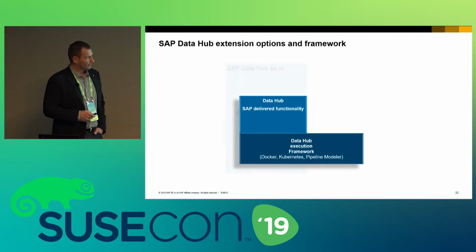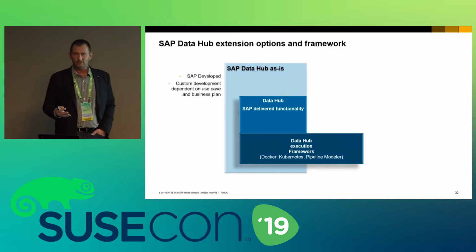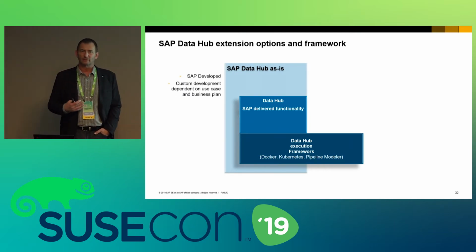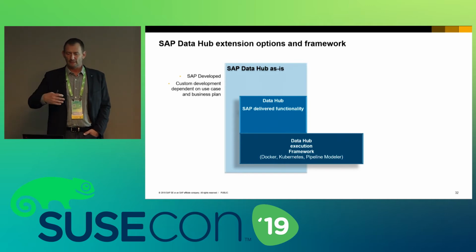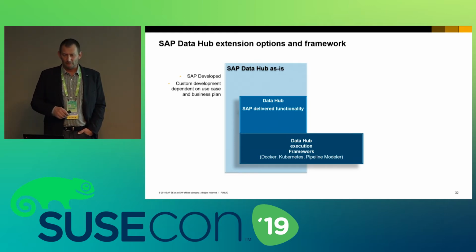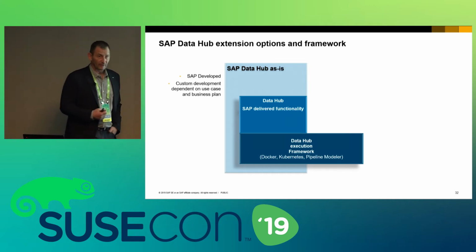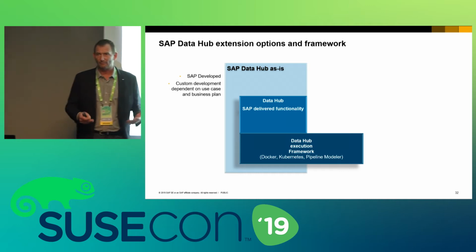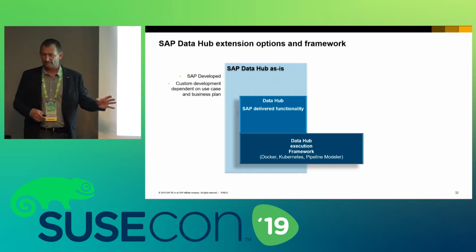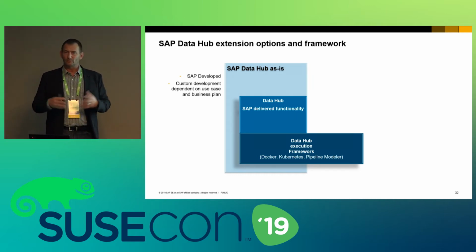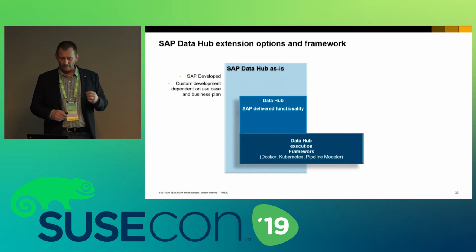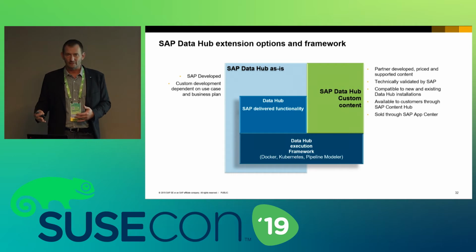So I talked about Data Hub as SAP codes it, the functionality set and the features of the versions that we make available. Right? This is the Data Hub delivered functionality built on the framework of Docker, Kubernetes, and the pipeline modeler, for example, that we provide. That's a set of functionality that we also document, right? Good old help.sap.com, developer guides, admin guides, and so on and so forth. But because of the architecture, it allows you also to create custom content.